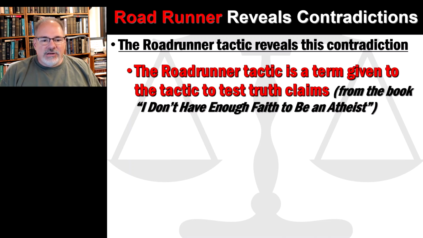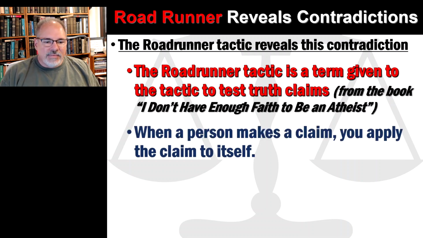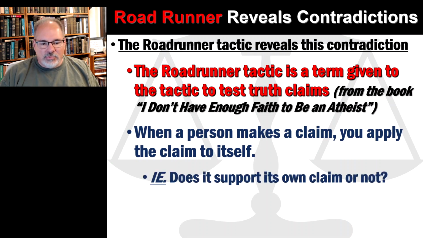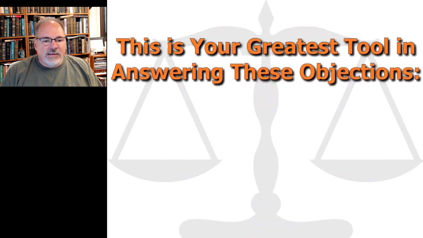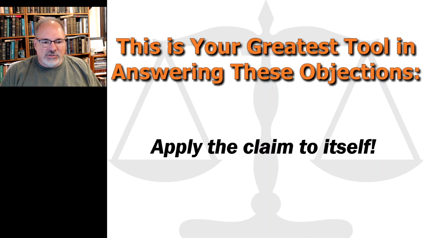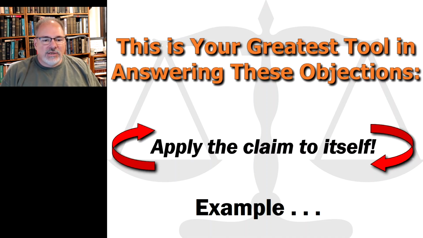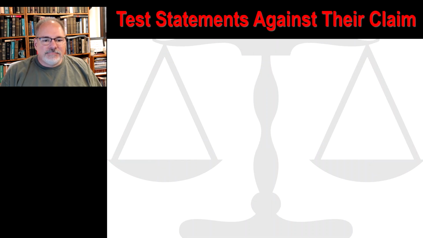The Roadrunner tactic is a term given to the tactic to test truth claims, right? When a person makes a claim, you apply the claim to itself. In other words, does it support its own claim or not? If a claim is self-contradictory, it will fail its own principle or standard that it's stating. This is your greatest tool in answering these objections: apply the claim to itself. That's what we're going to do here.